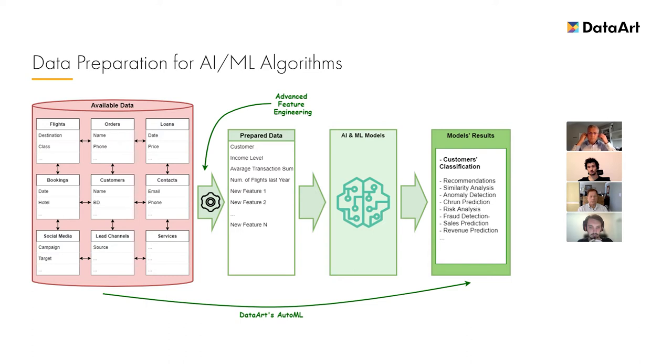And those algorithms can provide really useful outputs in different manners. So it can be customer classification, like in our example. It can be similarity analysis, recommendations for customers, risk analysis, fraud detection, and many more. And all of these steps are covered by our AutoML solution.